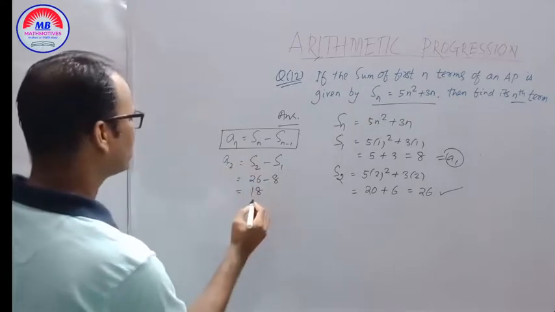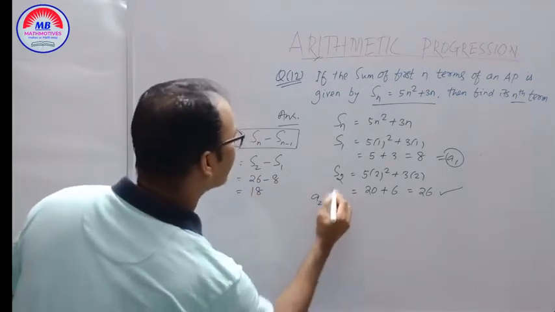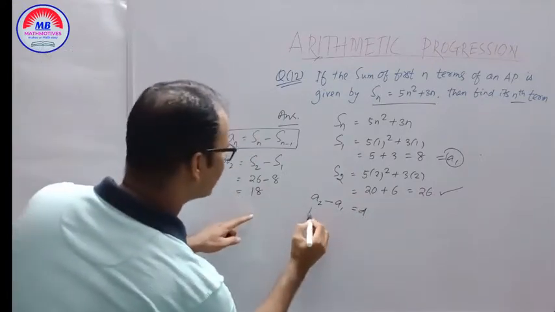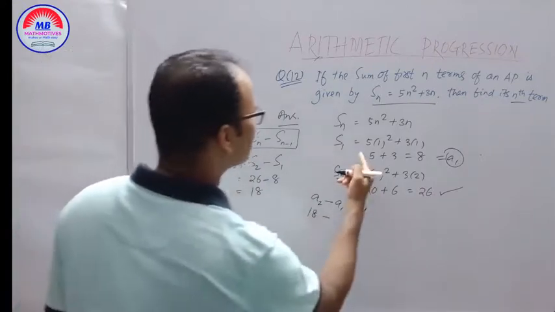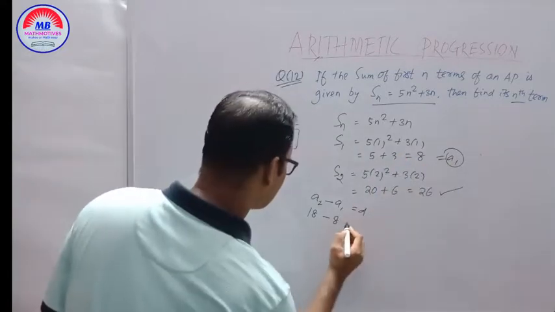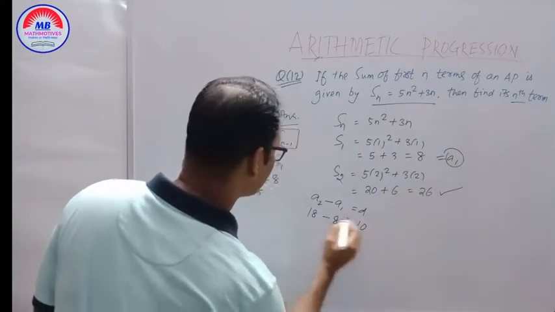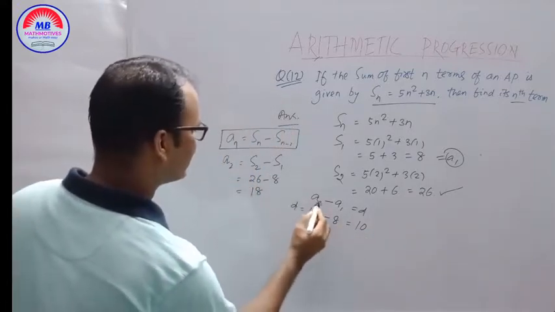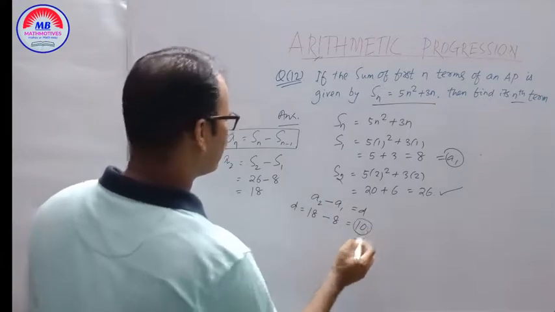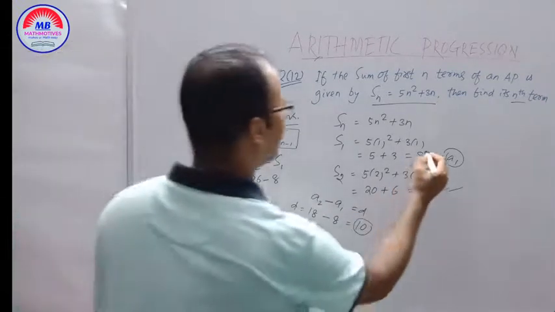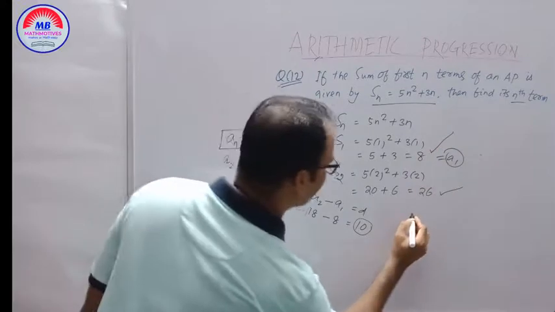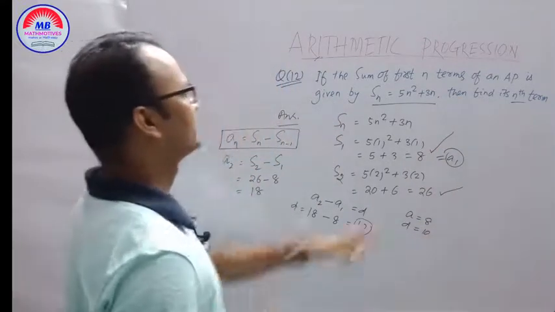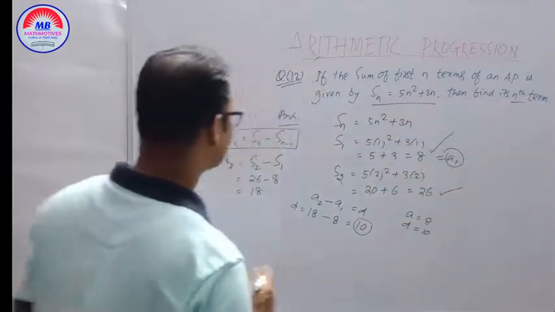So A2 is 18. A2 minus A1 is what? It is d. A2 is 18 and A1 is 8. So d is 10. So d equal to 18 minus 8 equal to 10. d is 10, a is 8. What to find? Then find its nth term. The nth term is An.